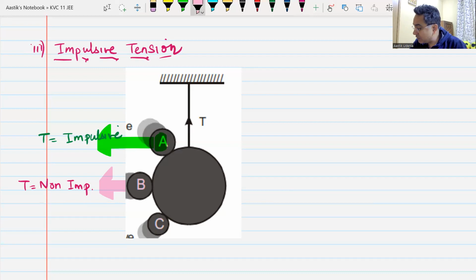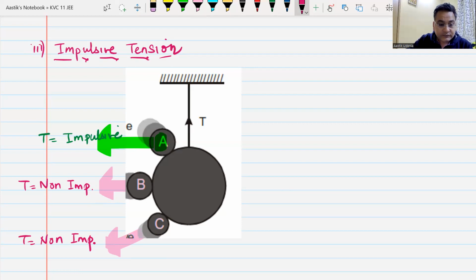Case number 3, the ball striking like this. Is tension impulsive or non-impulsive? Tension is non-impulsive because tension is not going to stop it from moving. Do we understand this? So this is the case of tension being impulsive or non-impulsive. I will give you one more scenario.